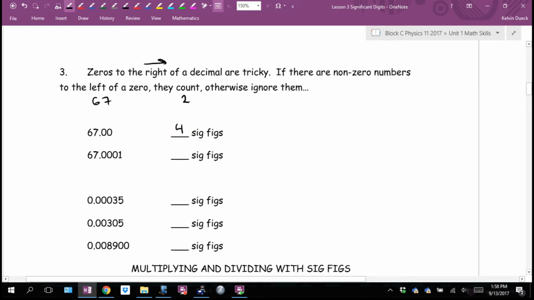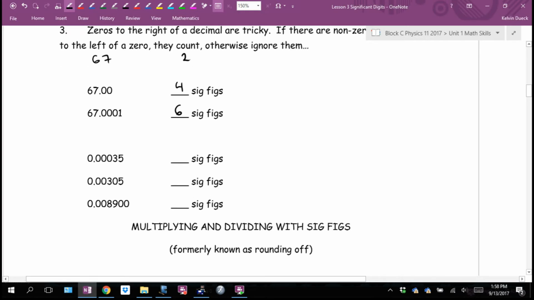How many sig figs is this next one? 6. How many sig figs is this next one? Not 5. 2. How many sig figs? 3. How many sig figs? This is 4.